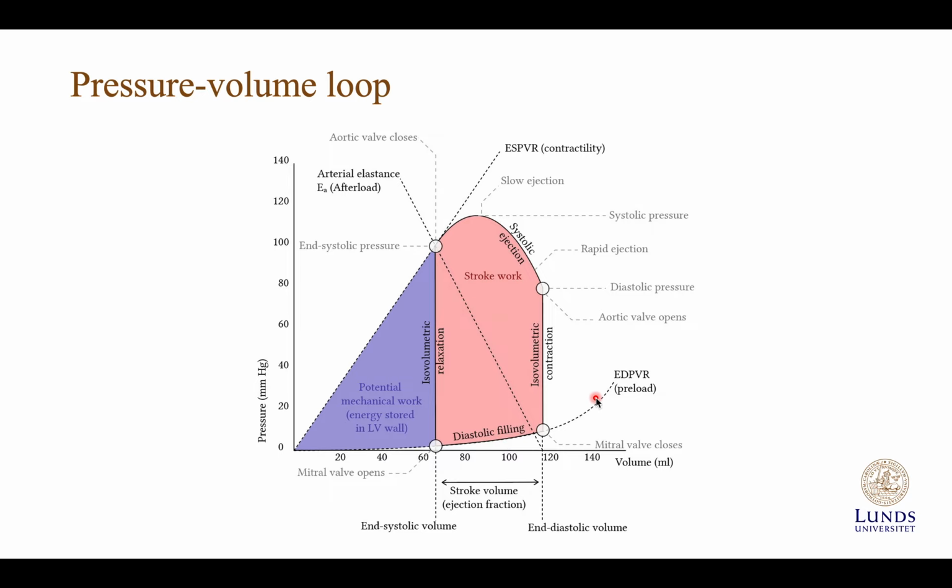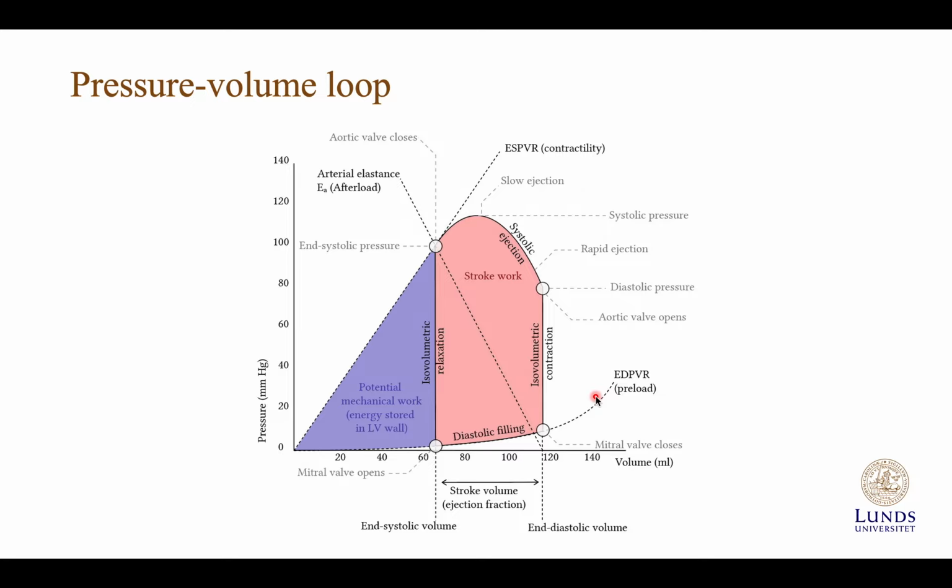This curve reflects the diastolic compliance of the ventricle and is represented by the end diastolic pressure volume relationship. A stiff ventricle, like in hypertrophy or diastolic dysfunction, makes this curve shift upward, meaning higher pressures for the same filling volume.